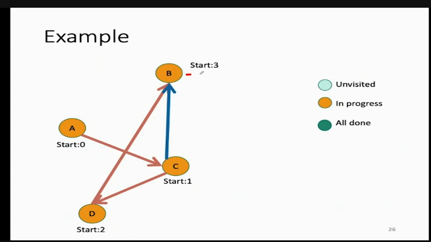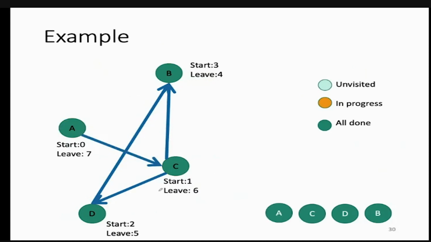We cannot go anywhere from here, so we have to finish exploring this vertex, and the finishing time will be 4. Right after 3 comes 4, so the finishing time is 4. Our exploration of D is complete, and then we come back to this. Our exploration of this one is also complete. Finishing time 5, finishing time 6, and finally finishing time 7.